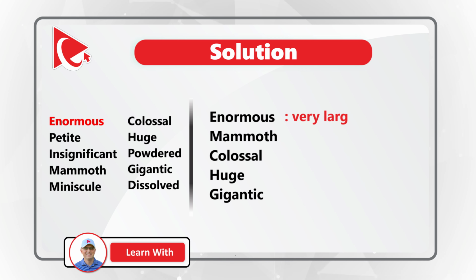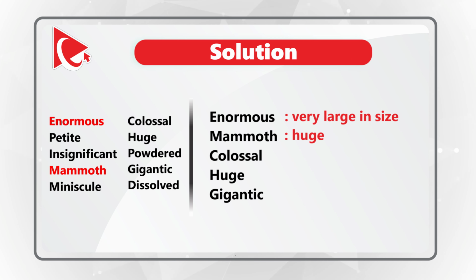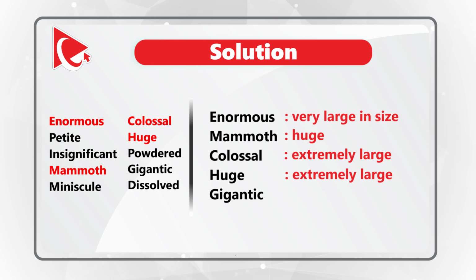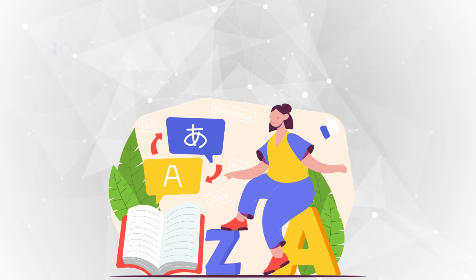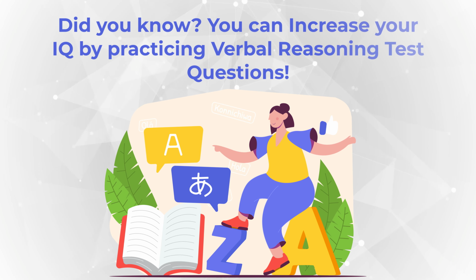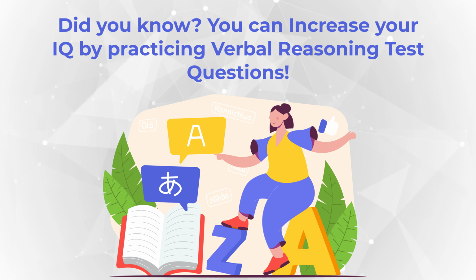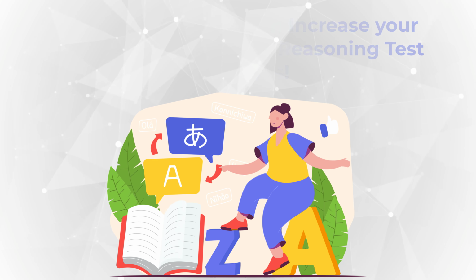Enormous means very large in size. Mammoth means huge. Colossal means extremely large. As well, the word huge has a similar meaning of extremely large. And then finally, the word gigantic means item of a very large size. And finally, something you may or may not know. Practicing questions like this not just helps you increase your English dictionary, but also increases your IQ.